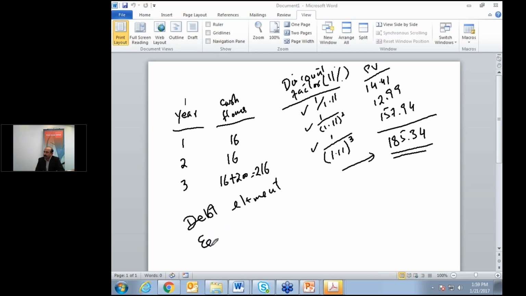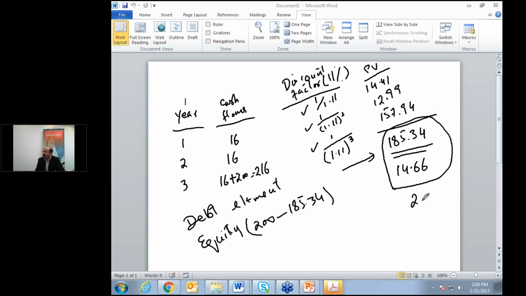And what is the equity element? We all know from yesterday's discussion that it is the balancing figure. 200 was the total, and when we deducted 185.34, this will give us 14.66. So this is the equity element. So this is the breakup of this 200. So this will remain the same.